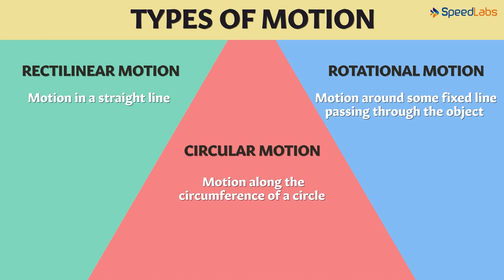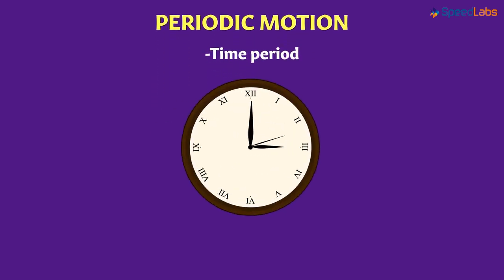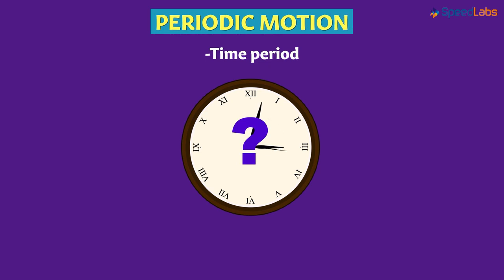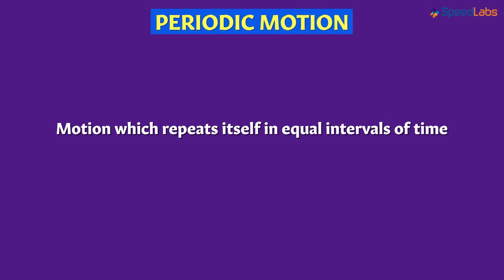The final type of motion that we will talk about is periodic motion. Now notice there is a word period in there. If I have to be specific, it refers to time period. We will talk about a process that repeats itself in equal intervals of time. With this in mind, can you now roughly give me the definition of periodic motion? The motion which repeats itself in equal intervals of time is called periodic motion.